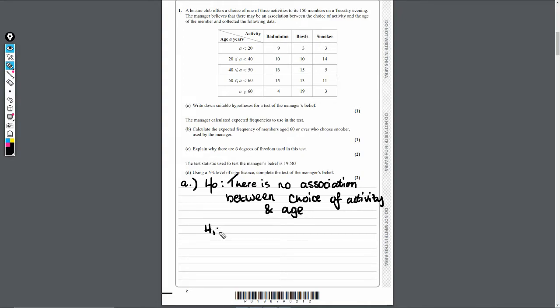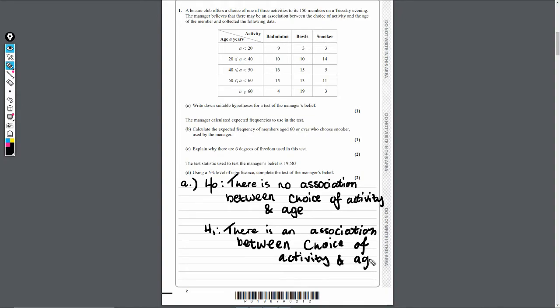H1. Well, that would be an association, so there is an association between choice of activity and age. Okay, so I want to finish writing this down. That's part A done. So a lot of writing really for one mark, but it's a nice easy one marker. Okay, so that just gets us started for this question.